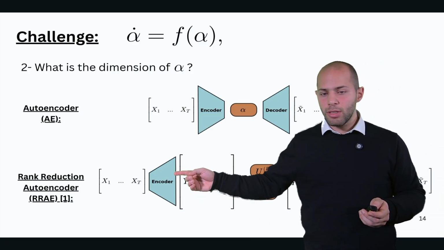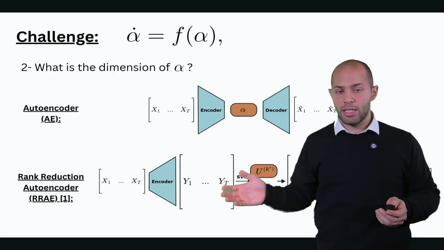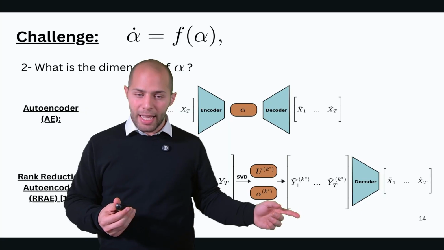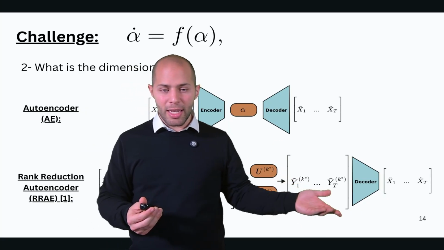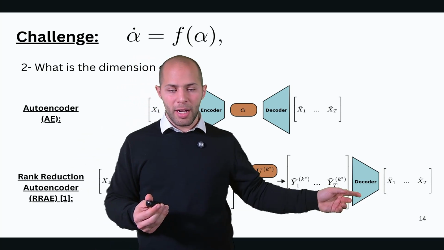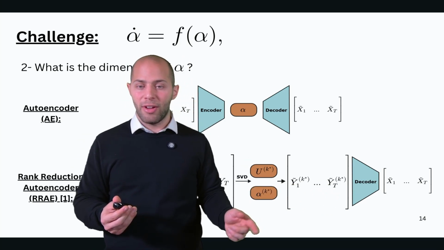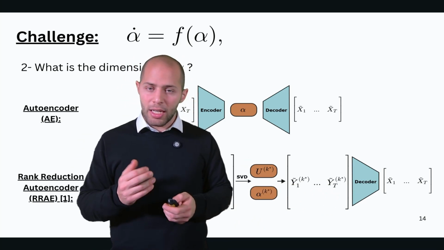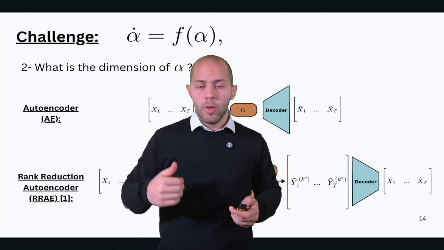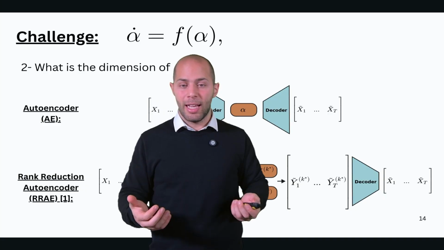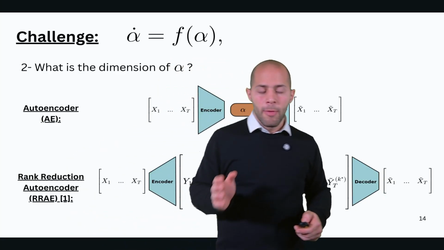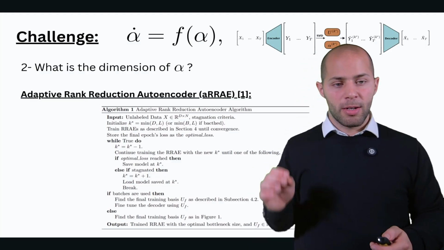So the encoder only sees Y, which is a big dimension. It does not see alpha. And the decoder only sees YK star, which is again a big dimension. But this YK star can be represented by the alpha K star, which is somewhere hidden in the middle. So the decoder by itself does not see the dimension of alpha either. This is really interesting because now that our model does not depend on the dimension of alpha, we can ask the model to find alpha by itself, because we can change alpha easily without having to change the architecture of the model. This is what we introduced in our paper, Rank Reduction Autoencoders.